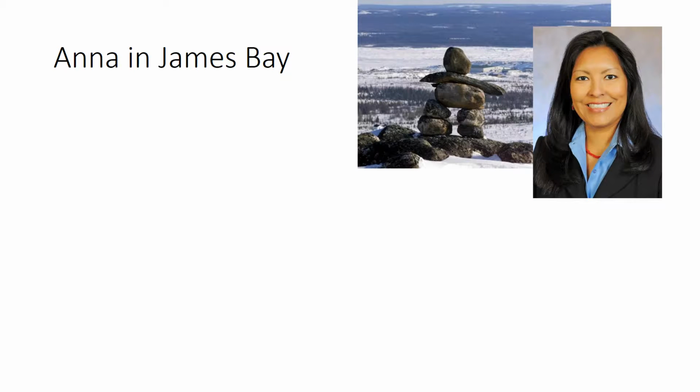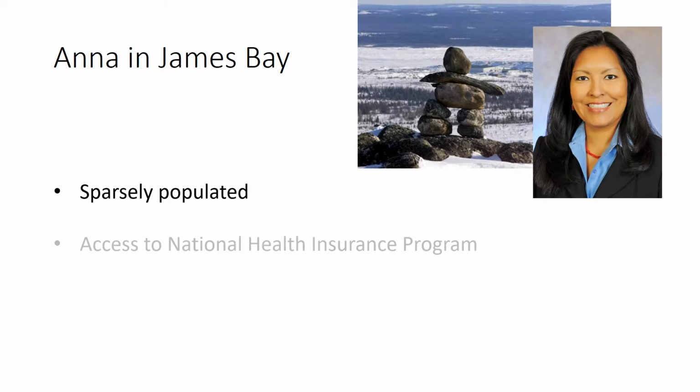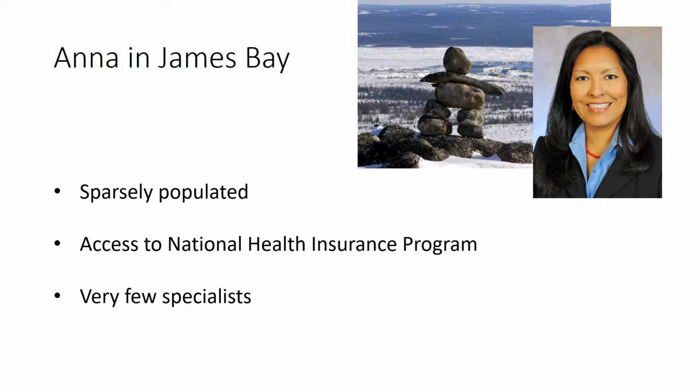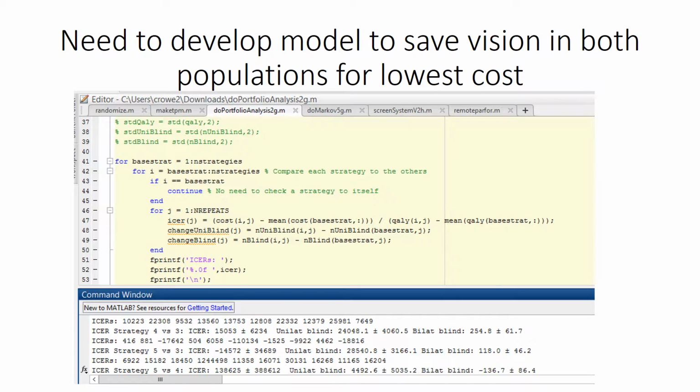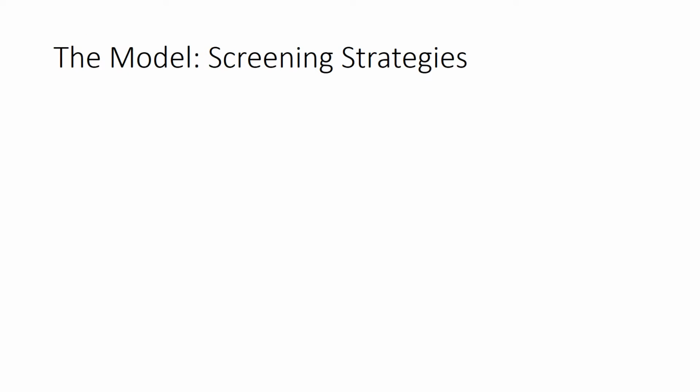This Anna is also diabetic and lives in the First Nations community of James Bay in northern Quebec. Although she is covered by the National Healthcare Plan, the nearest ophthalmologist is located hundreds of miles away, and she doesn't have access to healthy food or much physical activity. So the province of Quebec and other health agencies need a way to cost-effectively screen their entire populations, from the Anna in Montreal to the Anna in James Bay.